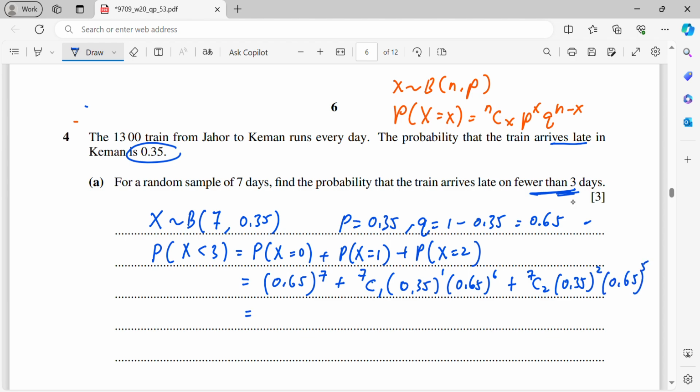Then from here you will get 0.04902 plus 0.18478 plus 0.29848. Then you will get 0.53228, and now rounding to 3 significant figures, that is 0.532. So that's the solution for 4A.